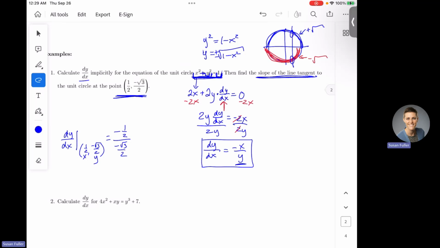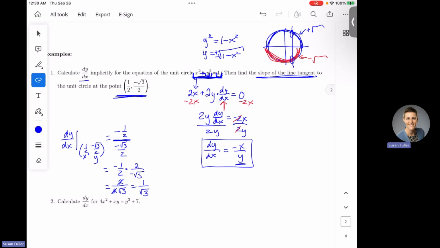How do I do negative 1/2 divided by negative root 3 over 2? You're going to keep change flip. So you're going to keep the negative 1/2. You're going to change this division to multiplication, and you're going to make your brain flip that bottom one. I'm going to have a negative times a negative. That's going to give me a positive. You can multiply straight across, and you'll get 2 over 2 root 3. These 2's will cancel, and you're going to get 1 over root 3.